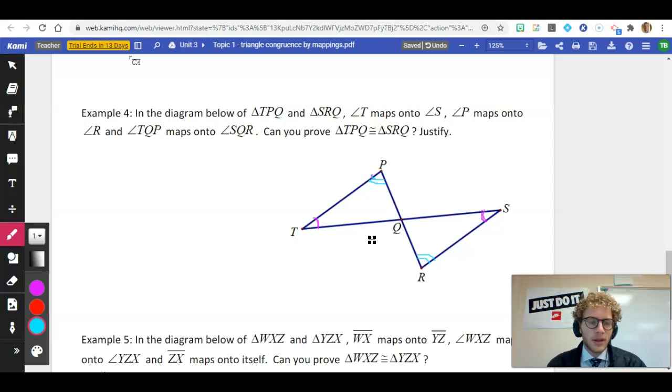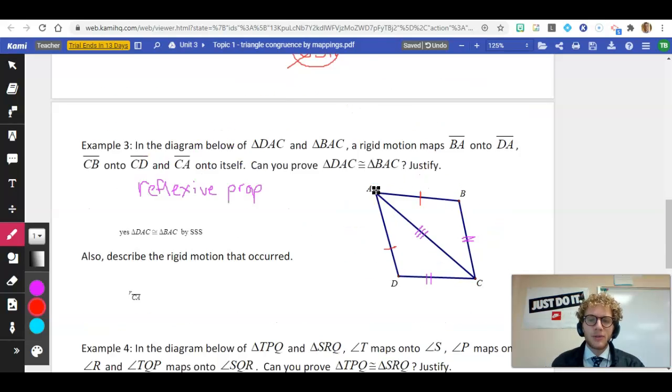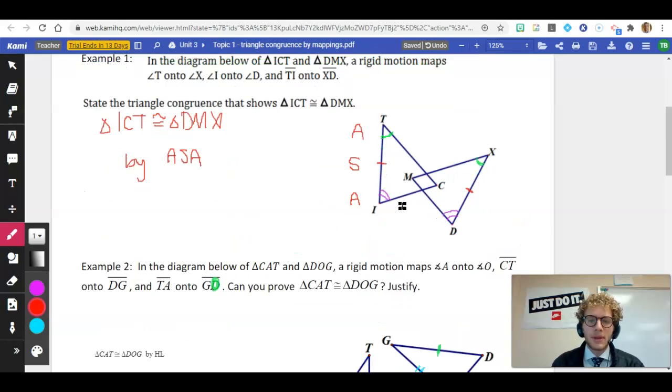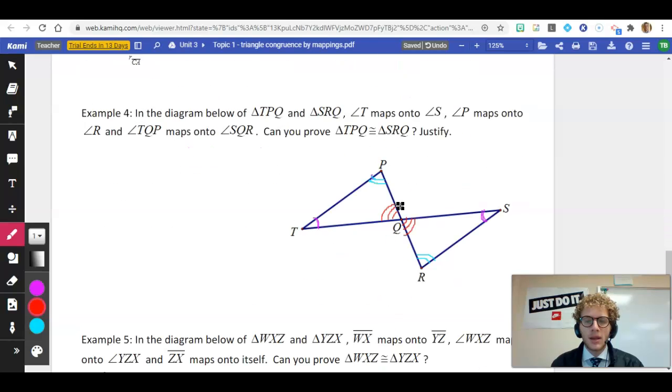Those are vertical angles if you remember from Unit 1. So they're congruent as well. 1, 2, 3. Cool. So we have 3 angles that are congruent. Again, if we're using our notes, we can see that angle is not a means to get congruency.